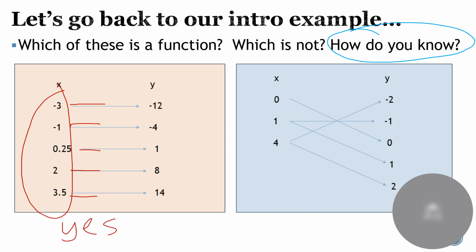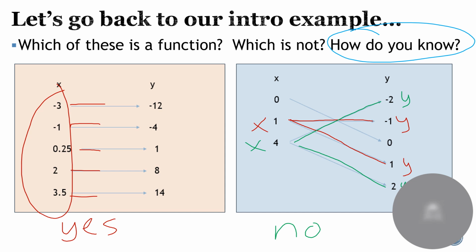And the reason it's a function is because each x value, or each input, has only one y value that goes with it, or only one output. If you come over here to this one, you will notice that one x value actually is going to two different y values. In other words, one input has more than one output, and that is not okay. In fact, it happens twice. Where you have an x and it goes with more than one y, that disqualifies it from being a function. That is not a function.